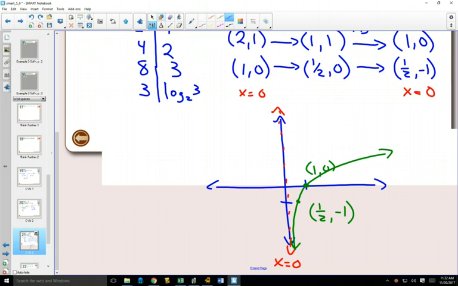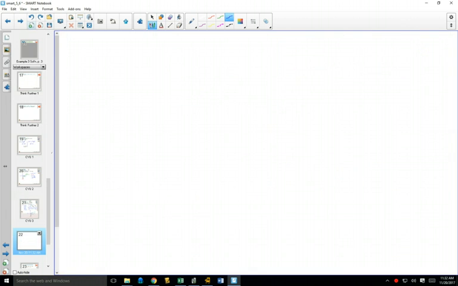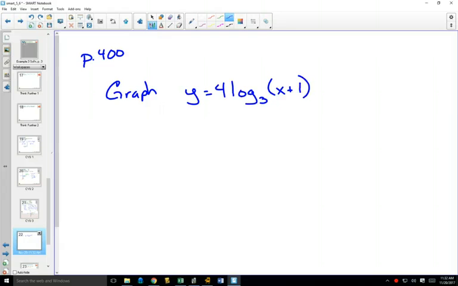So on your scrap piece of paper, here is your second graph. What we're going to do is we're going to eventually put this second graph on, I think page 400 is a blank page in your notes. So try it first on your paper. If you're confident, you can copy it down into your book. Y equals 4 log base 3 of x plus 1 minus 5.